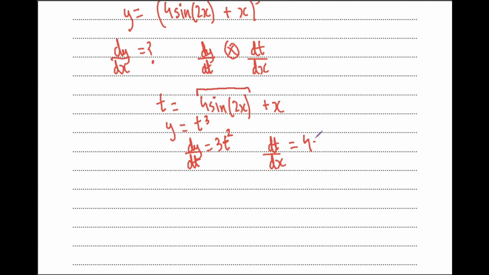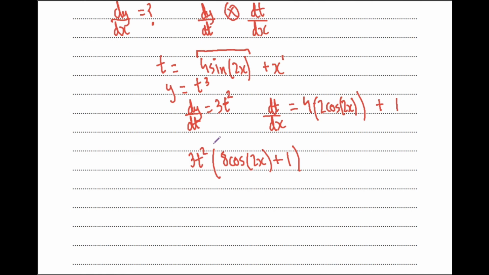So now we have 4 times 2 cos 2x in brackets, and then plus the derivative of just x to the power 1, which is 1 times x to the power 0, which is just 1. We have dt by dx, and we have dy by dt. Now we multiply them together. So now we have 3 times t squared times this whole thing. So you have 8 cos 2x plus 1.